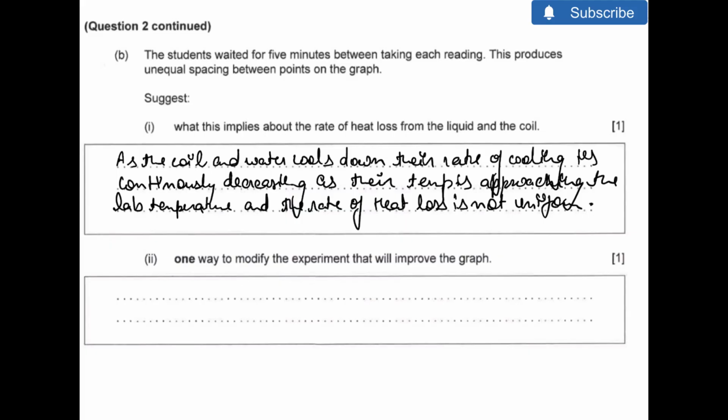And in the second part, we have to suggest one way to modify the experiment that will improve this graph. Obviously, they are taking the reading after each 5 minutes. So taking the reading at equal intervals of time is the reason for this asymmetric graph, because the rate of cooling is not constant. So instead of taking the reading at equal intervals of time, they should take the reading at equal differences of temperature.